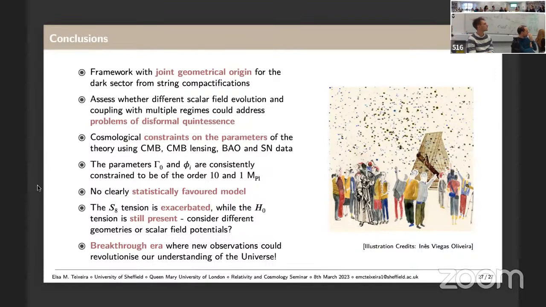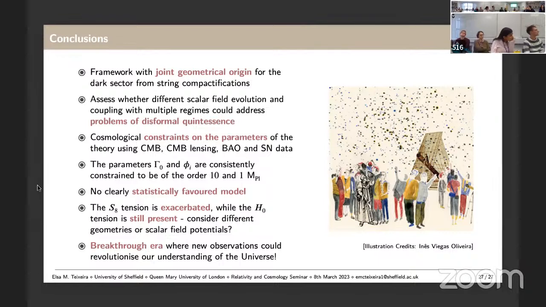Okay, so these are my conclusions. Basically, what I wanted to say is that we have this framework motivated from some theory in which the dark sector has a joint geometrical origin, so we don't have to impose specific forms. The premise was that maybe we could address some of the problems of this form of quintessence and why it doesn't work. So then we did a study with CMB and BAO and supernovae data. We found constraints on the parameters. I say that there's no clearly statistically favored model until we do a proper study. But in the end, we know that this doesn't address the tensions.